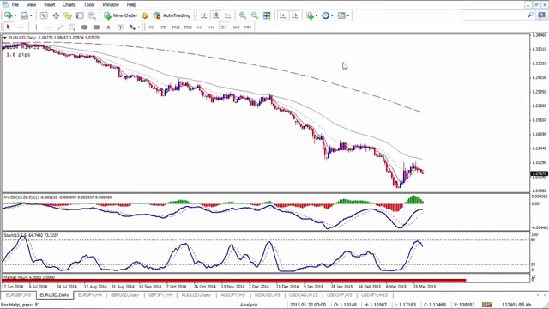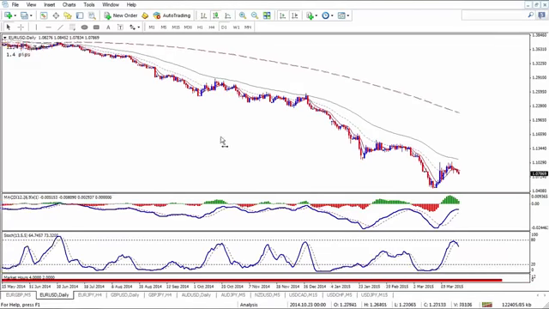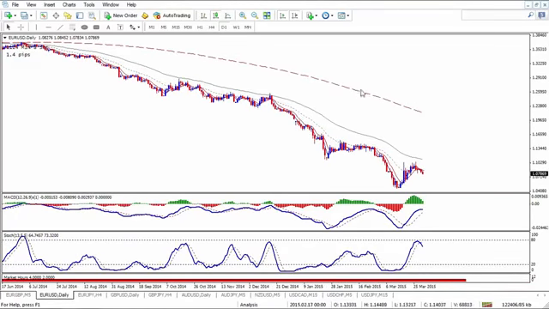Let's take a look at the daily. What we have is a long-term trend intact. We've got the 21 under the 55, under the 200. That trend is down. It has been down for a while, but never use that as a reason to go in the opposite direction.